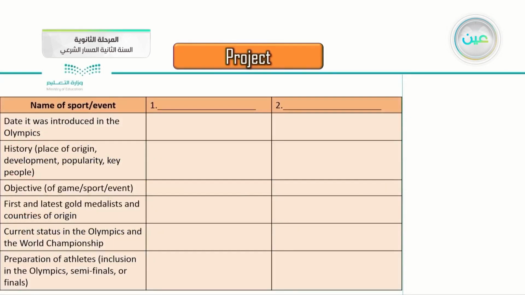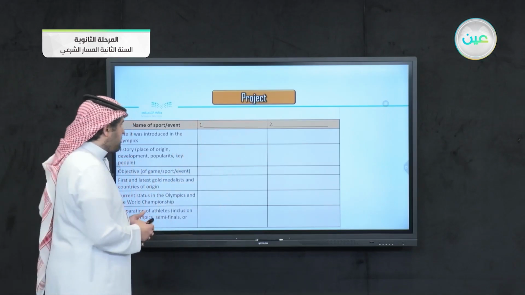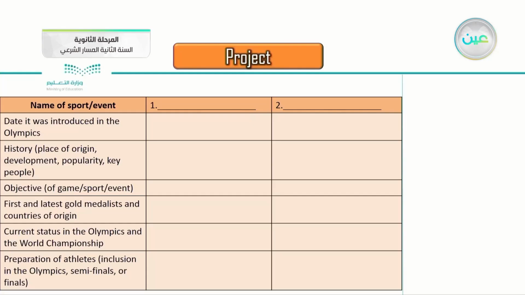So this is the chart here. When you do some research about two sports, you have to fill the chart: name of sport or event, date it was introduced in the Olympics, history, which means the place of origin, development, popularity, key people, the objective of the game. What do we have to do? First and last gold medalist and countries of origin, current status in the Olympics and the World Championship, preparation of athletes, inclusion in the Olympics, semifinals or finals. So you have to research 2 sports and fill this chart.